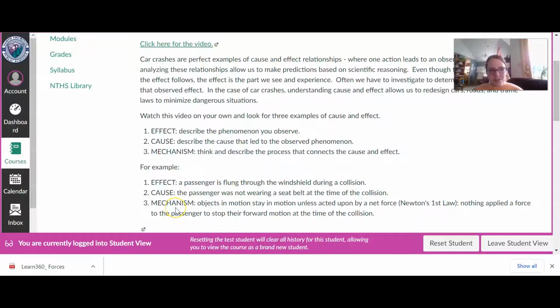The mechanism part is where your science reasoning comes in. So it says here, objects in motion stay in motion unless acted upon by a net force. That's Newton's first law. In this case, nothing applied a force to the passenger to stop their forward momentum or their forward motion at the time of the collision.